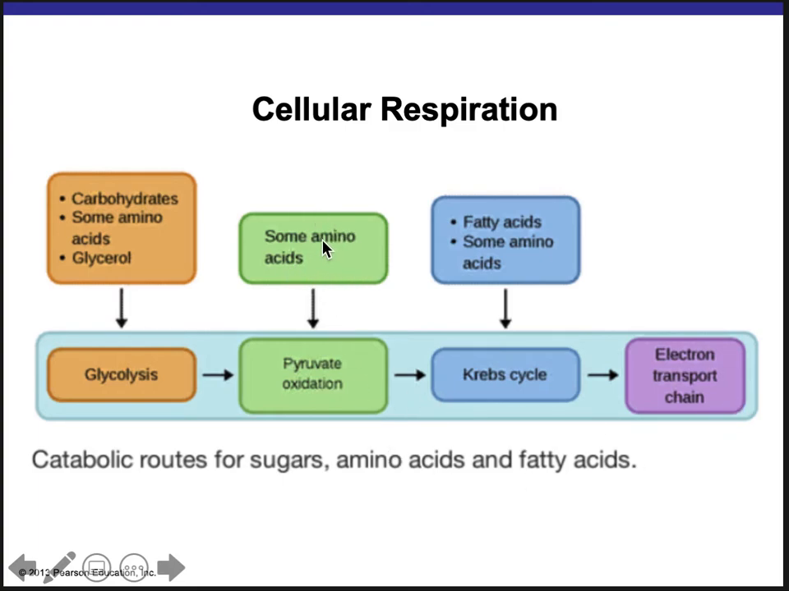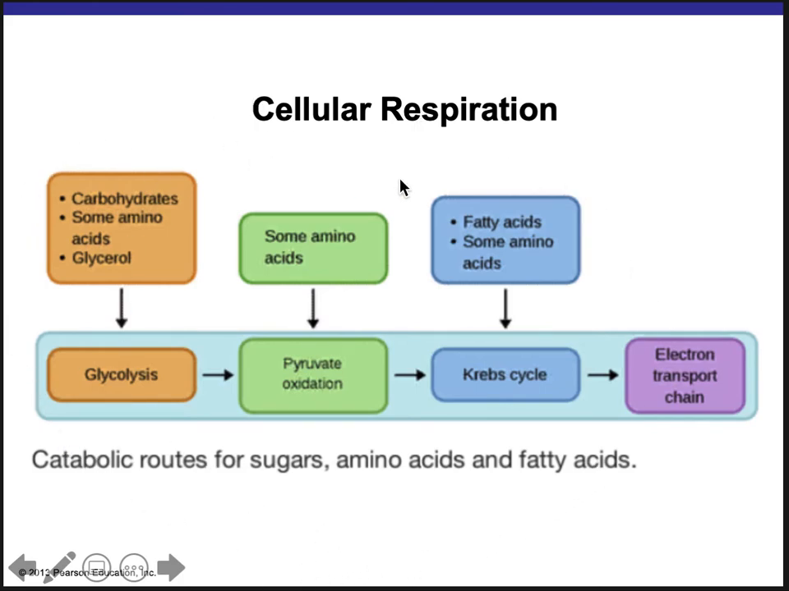Other amino acids can be transformed and feed into the intermediate step as pyruvate, and other foods like fats can be broken into fatty acid and glycerol. The glycerol can go through the whole series. The fatty acids can join in during the Krebs cycle, and then yet still other amino acids go through the Krebs cycle. And so this is what it looks like overall.